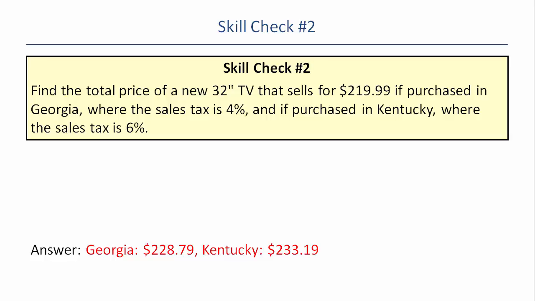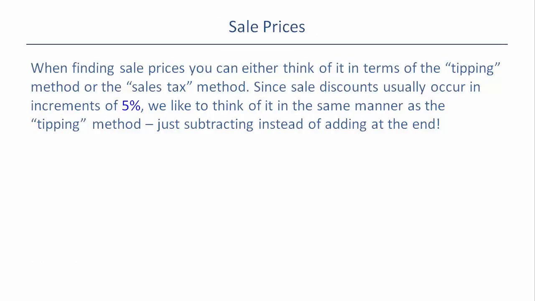All right, it's pretty easy, right? You're just taking 4% of it, and that's the tax, and you add it back, or you just multiply by 1.04, and similarly for 6.